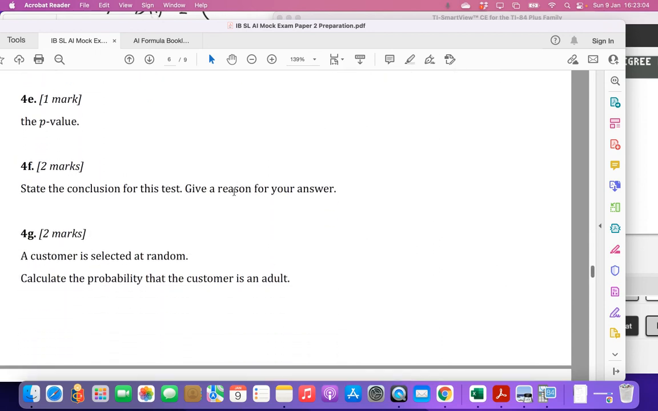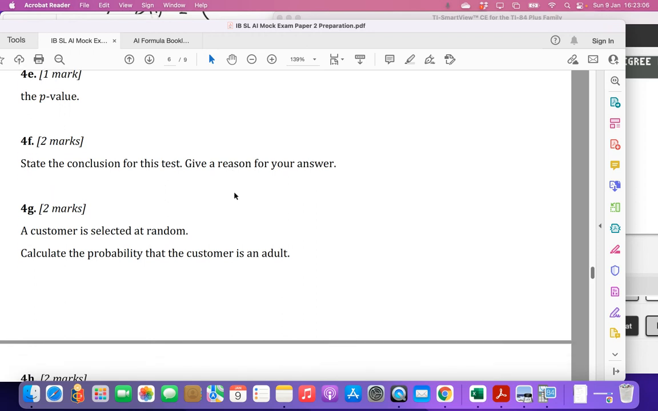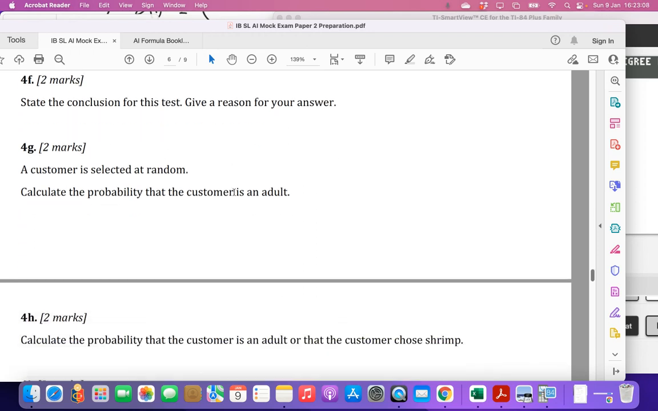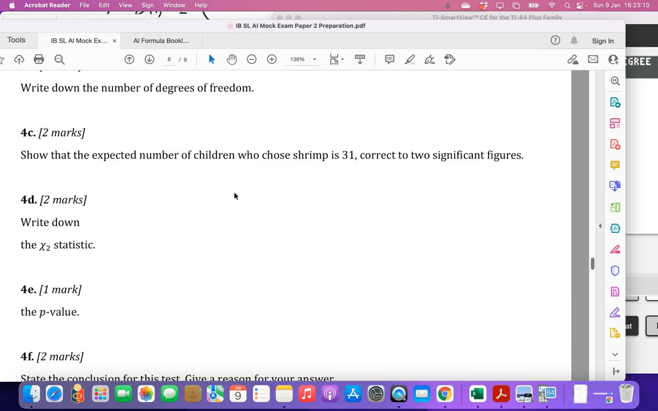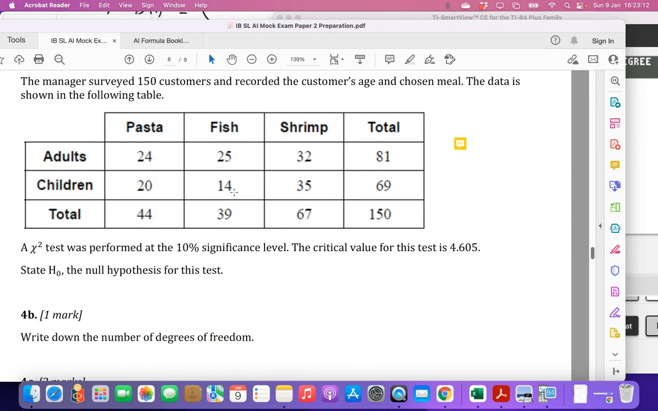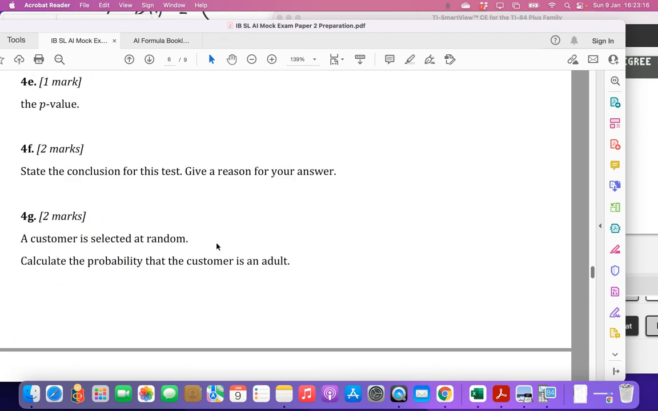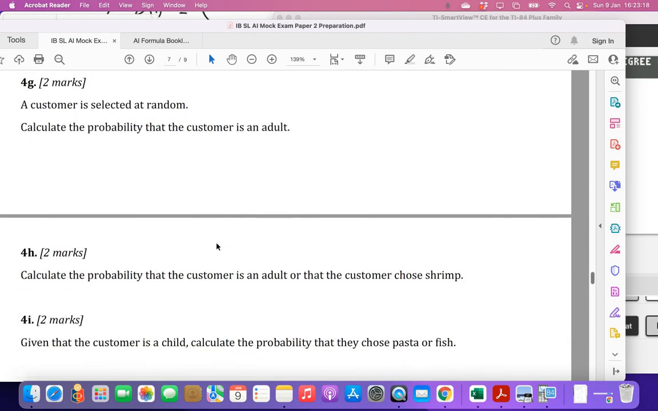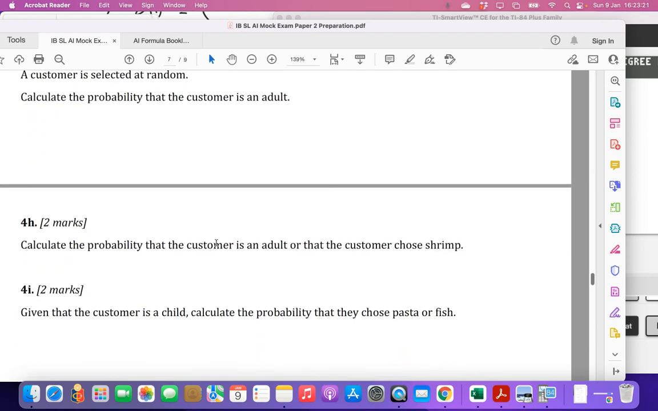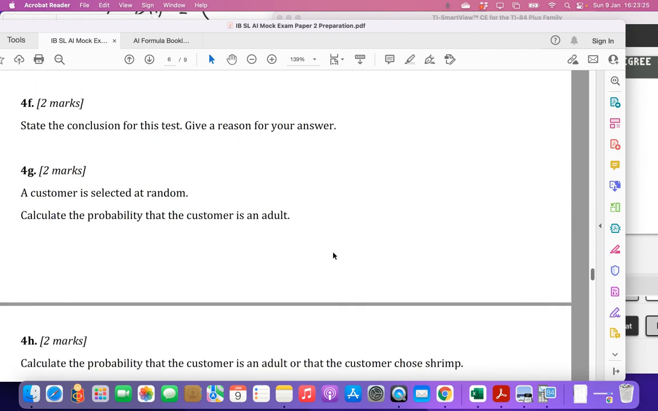Okay, then we have some probability questions. Calculate the probability that the customer is an adult. Well, how many adults? 81 over 150. Okay, calculate the probability that the customer is an adult or that the customer chose shrimp. Okay, that's a little bit more difficult perhaps.